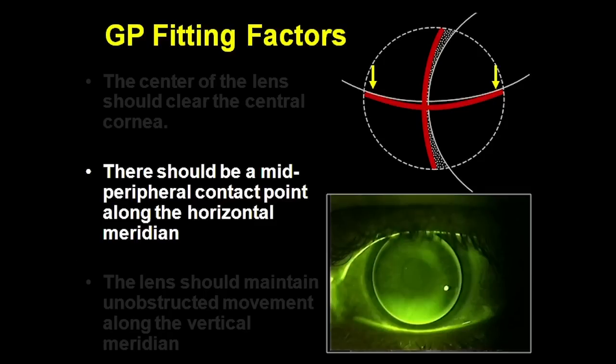Now the second GP fitting factor we need to look at is that there should be a mid-peripheral contact point along the horizontal meridian. And this just very simply means that we're clearing the center of the cornea. As the lens comes down on the eye, the contact point should be at 9 o'clock and 3 o'clock, and that'll keep the lens from moving laterally along the horizontal axis.